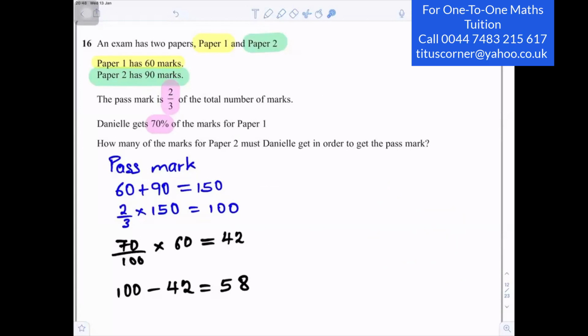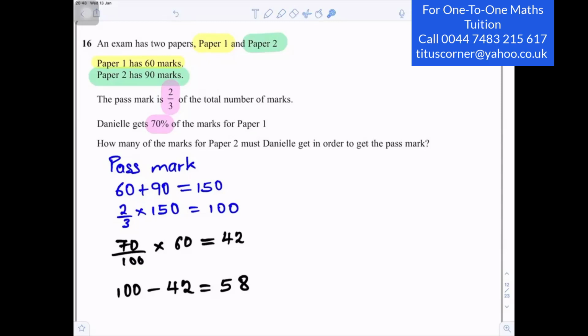Question number 16. An exam has 2 papers, paper 1 and paper 2. Paper 1 has 60 marks, paper 2 has 90 marks. The pass mark is 2/3 of the total number of marks. Daniel gets 70% of the marks for paper 1. How many marks for paper 2 must Daniel get in order to get the pass mark?